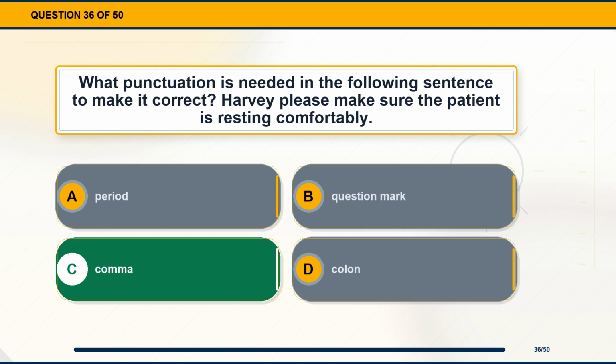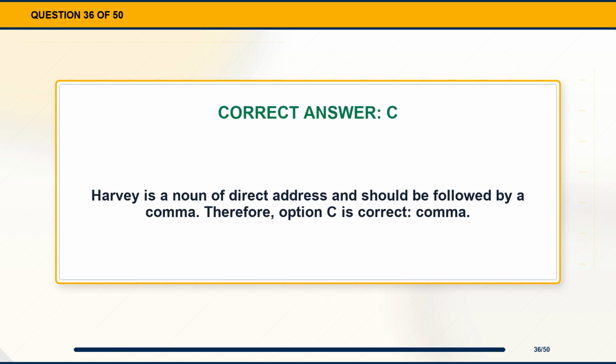The correct answer is option C, comma. Explanation. Harvey is a noun of direct address and should be followed by a comma. Therefore, option C is correct, comma.